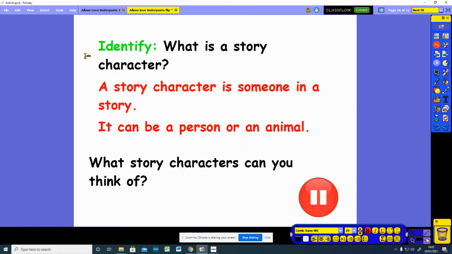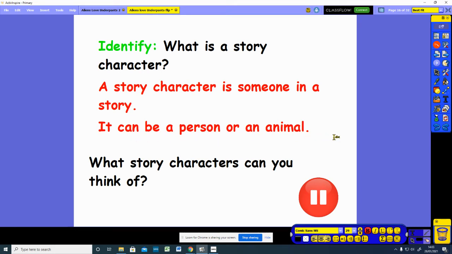So let's start by identifying. We're going to identify what a story character is. So think to yourselves, what is a story character? Well, a story character is someone in a story. It can be a person or an animal.